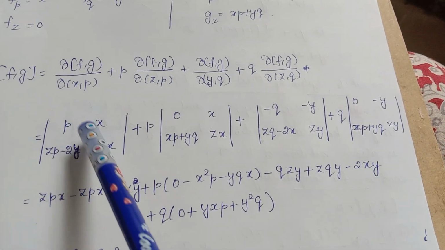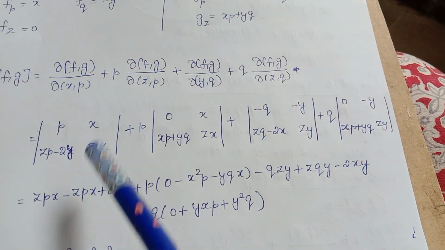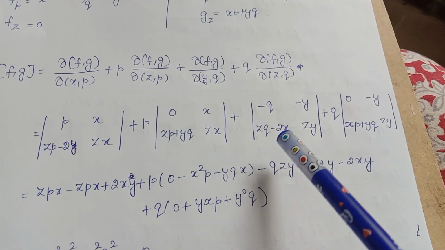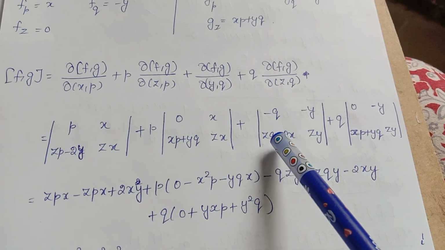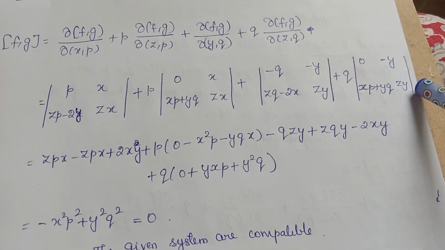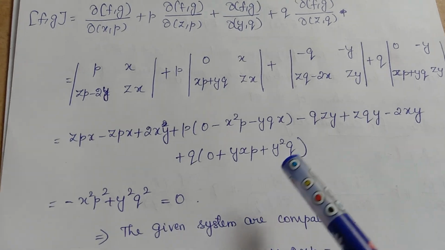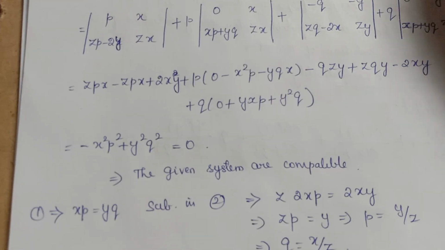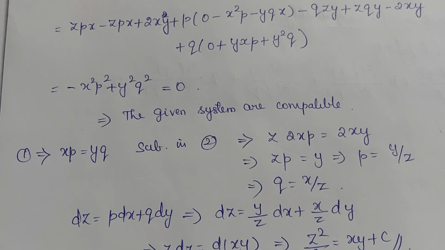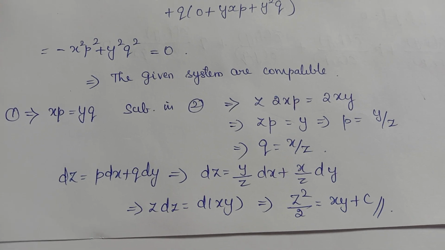Now, what is the expansion of this determinant? Zpx minus x into zp minus 2y. Then this one is 0 minus x into xp plus yq. This one is minus zqy plus y into zq minus 2x. Here this one is q into 0 plus y into xp plus yq. After doing all this, I find the value is 0. Therefore, the given system is compatible. That means the solution of one equation is always a solution of the other one also.